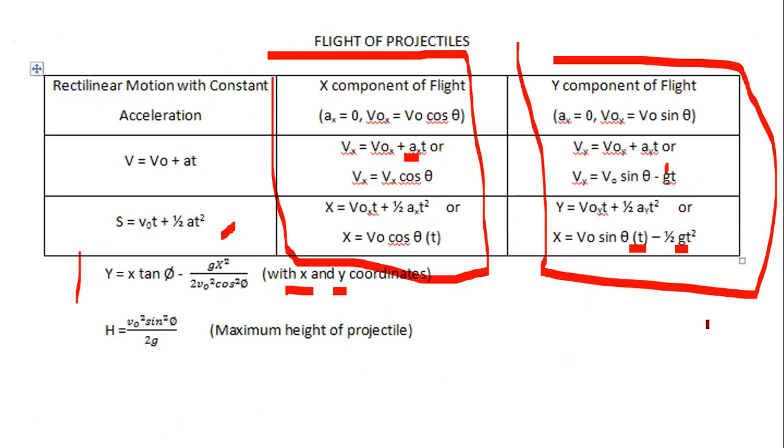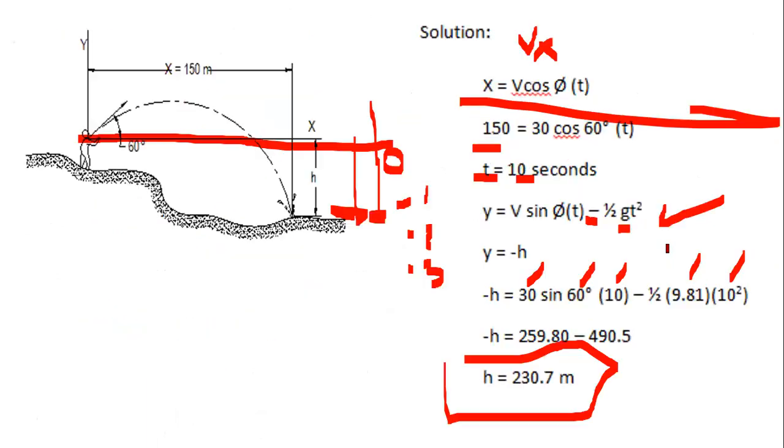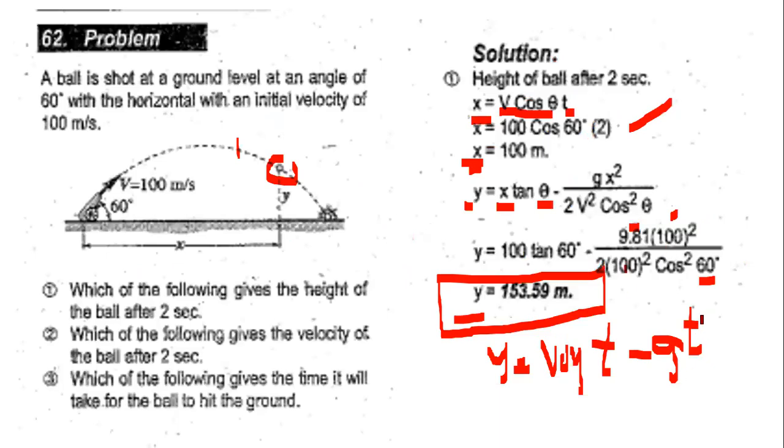GT, this one. Okay. One-half GT squared, I should say. Okay. Squared one-half. Start here to compute for y. Okay.